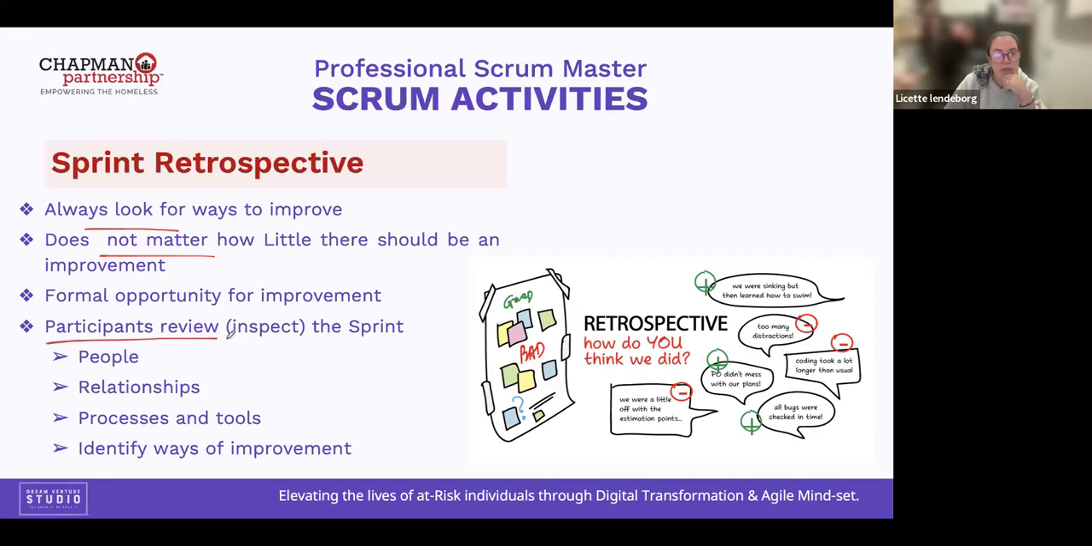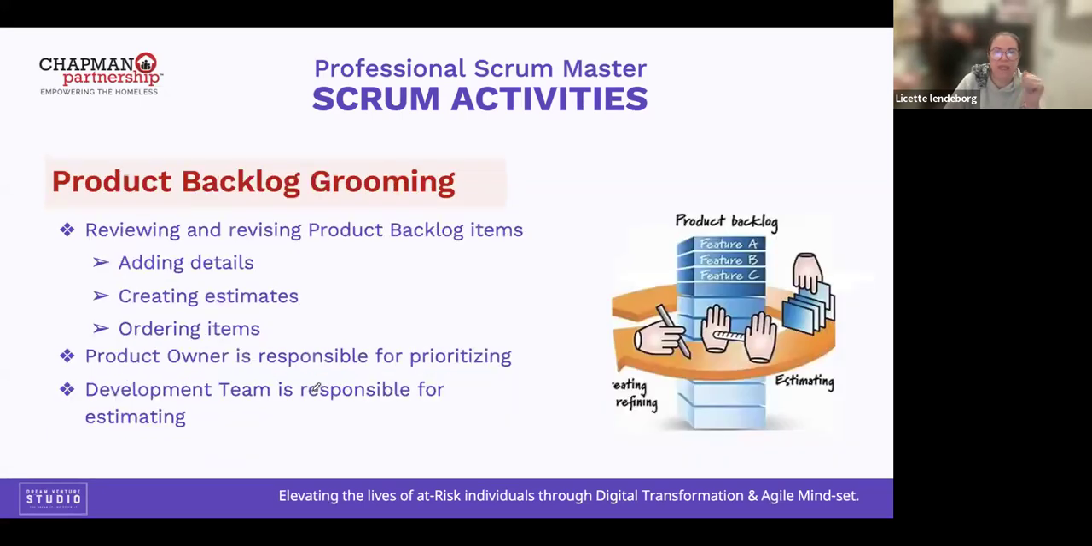So participants review or inspect the sprint. We review the people, the relationships, the processes and tools, and identify ways of improvement. So you see, it's not only one thing. We need to check people, processes, product, tools, you name it.